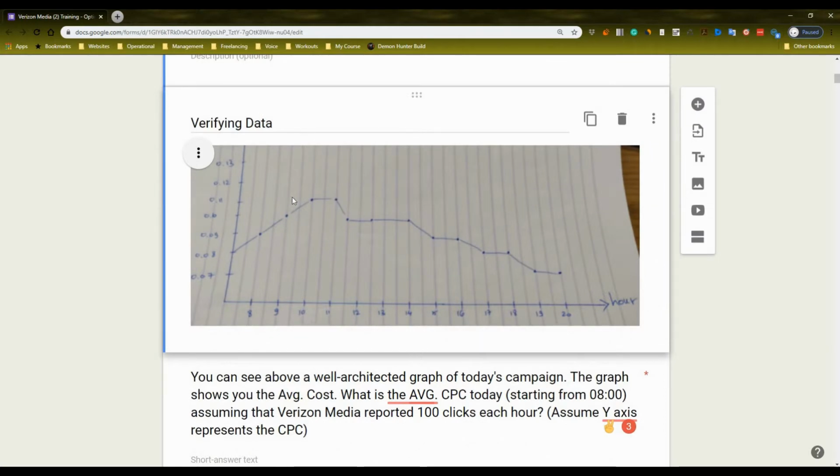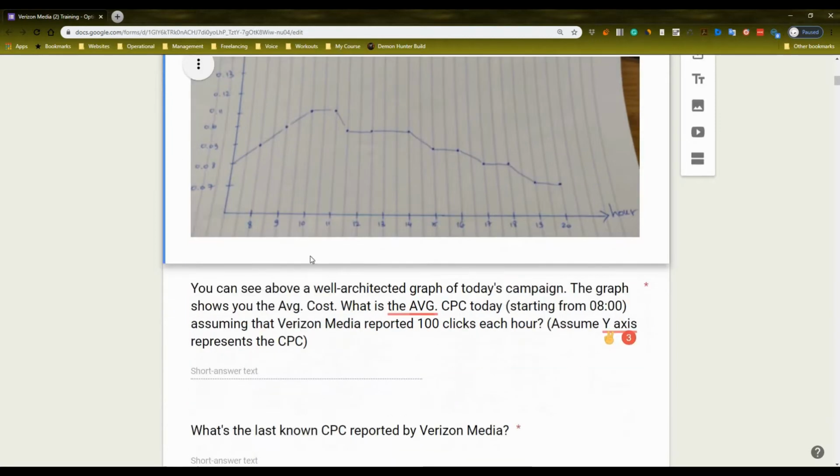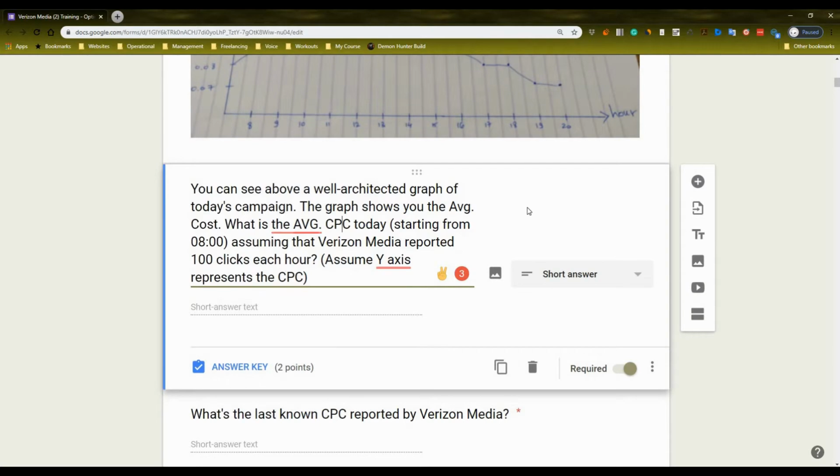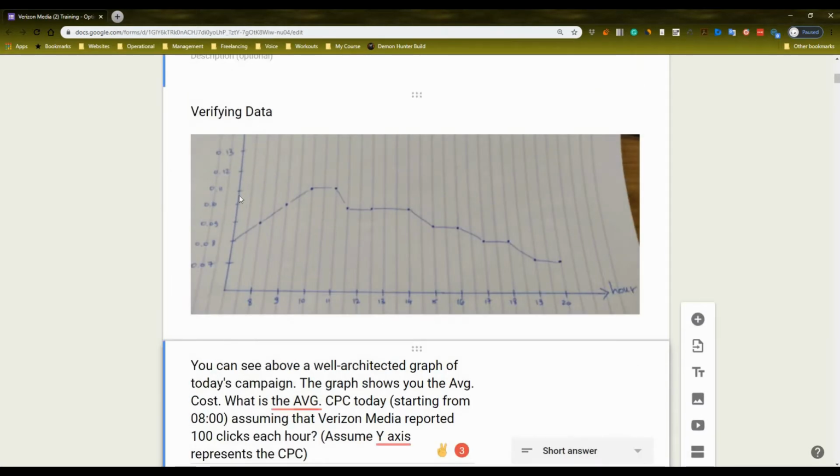We have a graph here. Look, that's the verifying data graph. It was done in a very sophisticated architectural 3D system, and I cannot tell you which one it is, but you can only guess. So let's go straight to the point. We need to calculate the average CPC according to this graph, where the y-axis represents the CPC, the x-axis represents the hour of the day, and this nice graph is the average CPC.